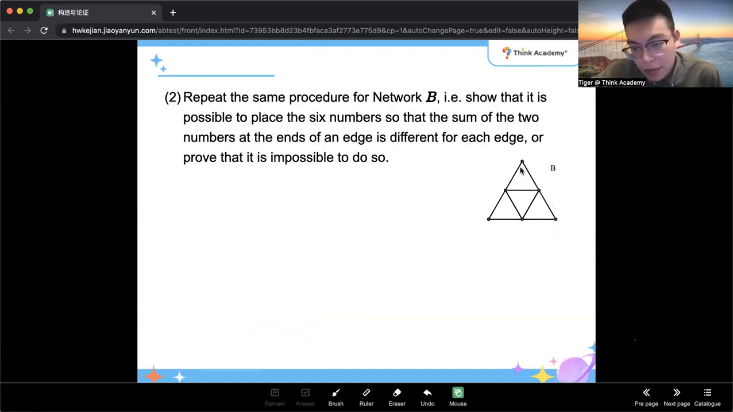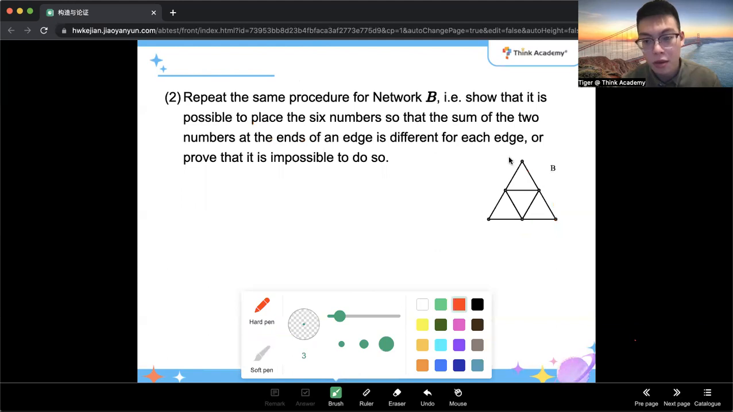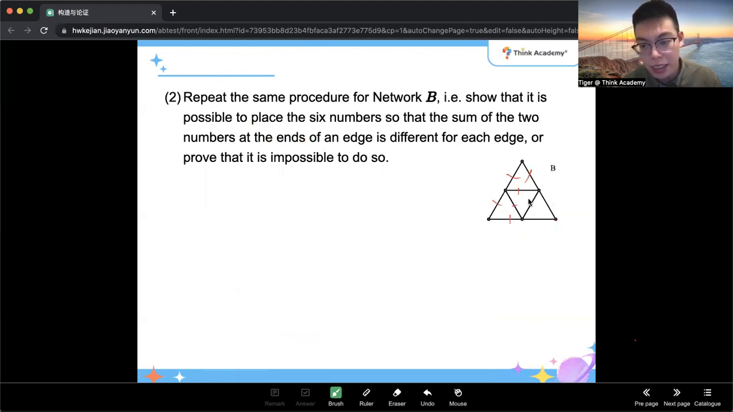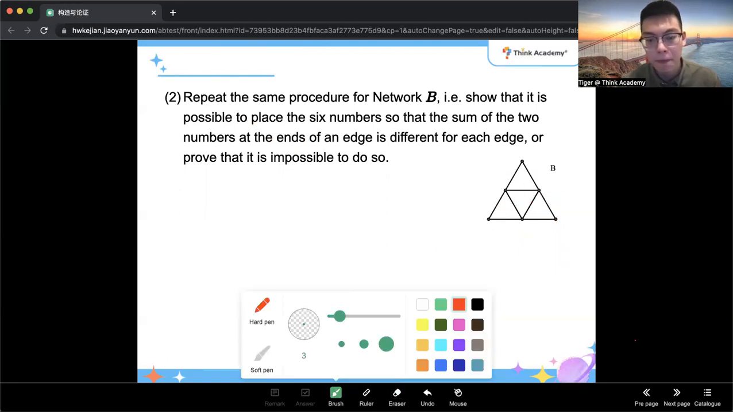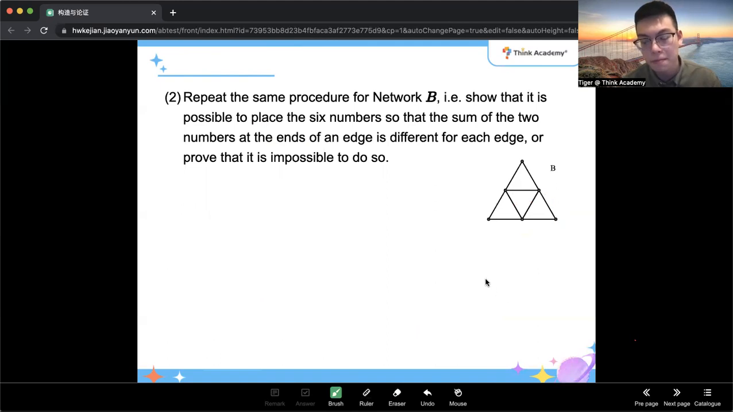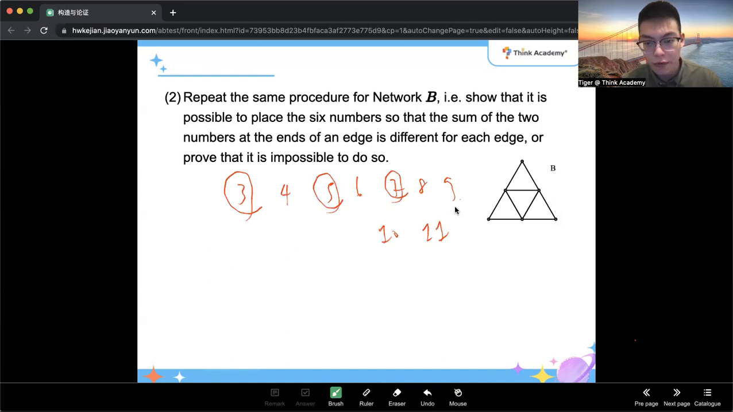So what is the construction in the second part? Again, we have 9 lines, right? 1, 2, 3, 4, 5, 6, 7, 8, 9. But this time it's in a different arrangement. So we want to see whether it's impossible to do so. First of all, I need to fill in 3, 4, 5, 6, 7, 8, 9, 10, 11, which means there are 1, 2, 3, 4, 5 odd numbers, right?